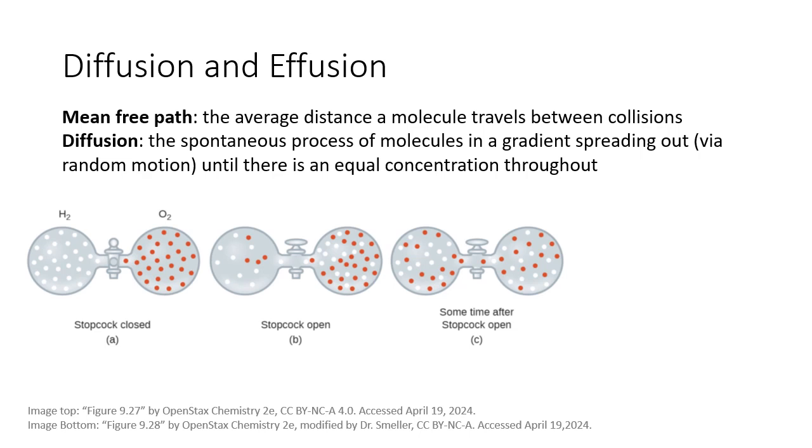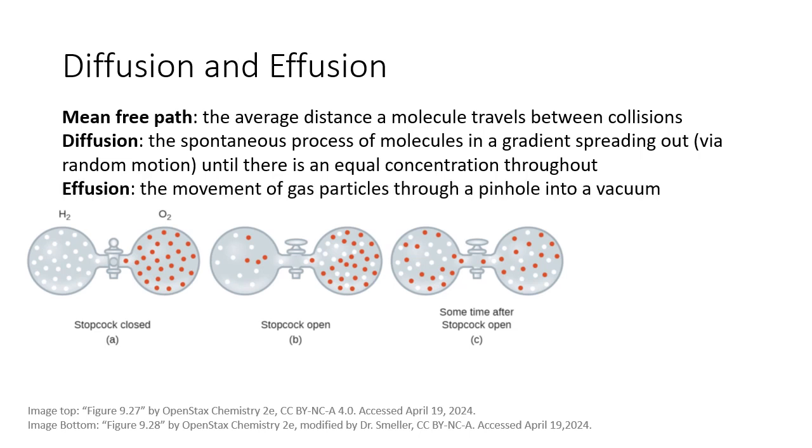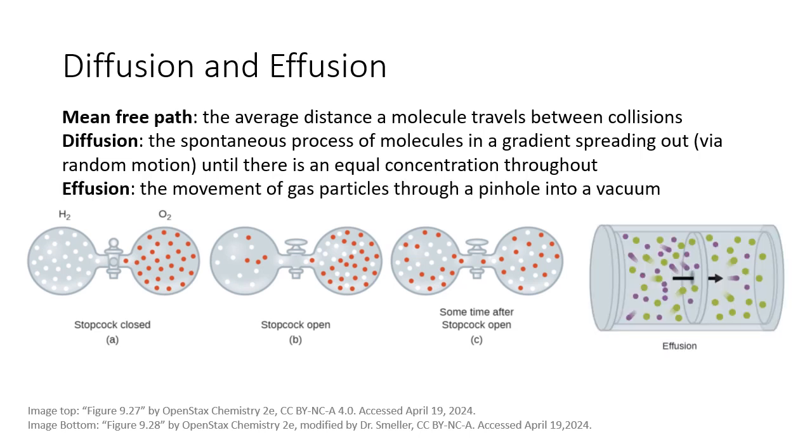Eventually, both gases are evenly distributed. Effusion is the movement of gases through a pinhole into a vacuum. Lighter gases effuse more quickly than heavier gases. In this illustration for effusion, which gas is lighter? We have an arrow indicating which direction we are effusing. It's the green one, because there are more green molecules than purple that have traveled through the pinhole.